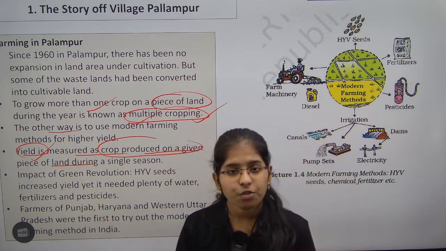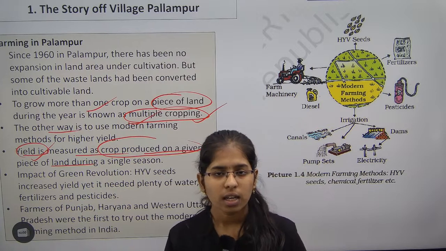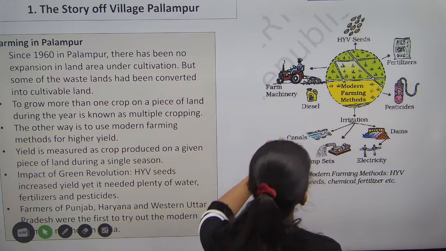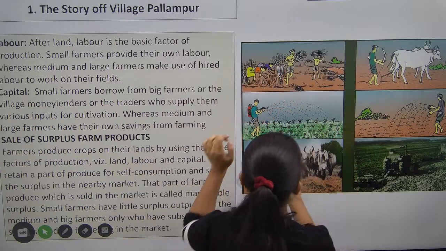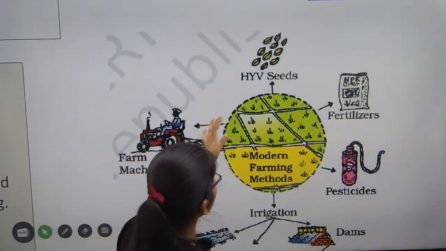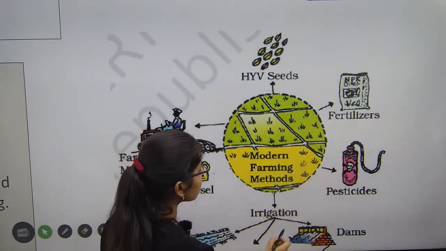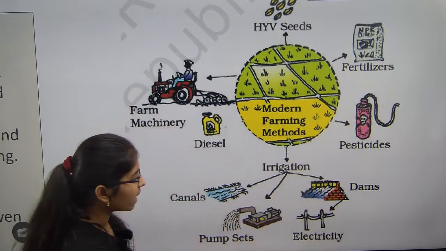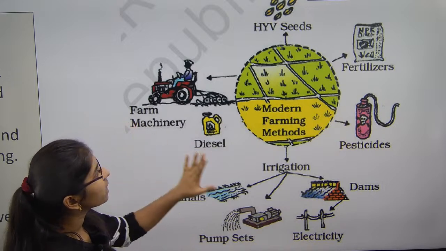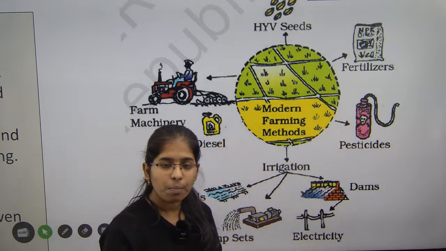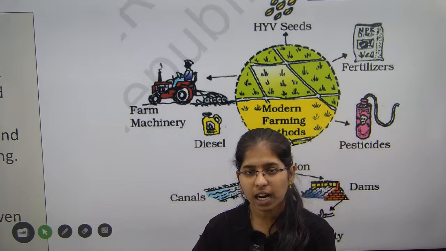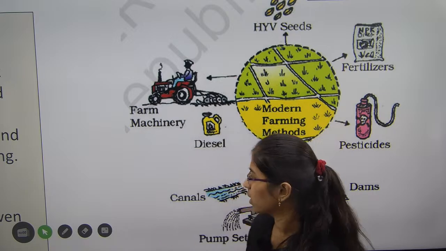And another way of increasing your production was applying the modern techniques. See here, using HYV seeds and fertilizers, pesticides and irrigation techniques like dams, electricity, pump sets, canals and farm machinery. These were the modern farming techniques. While utilizing these modern farming techniques, you are going to increase your production as well as productivity of your crops.